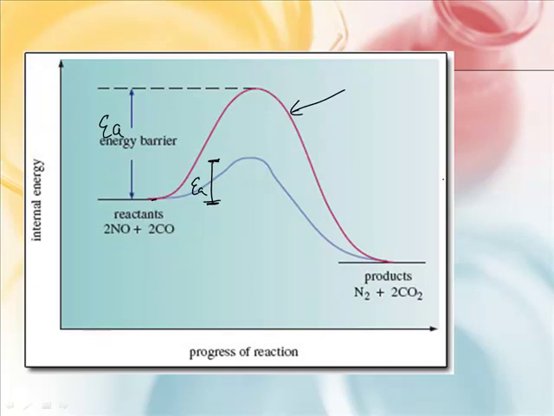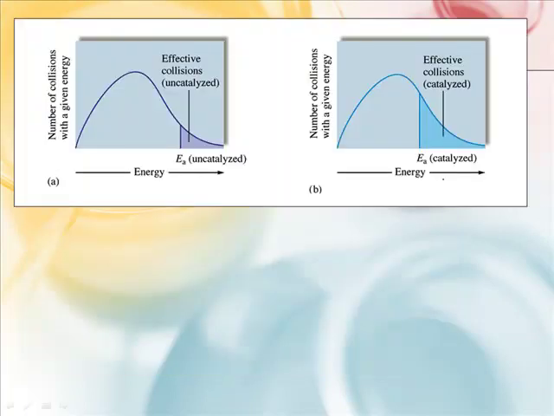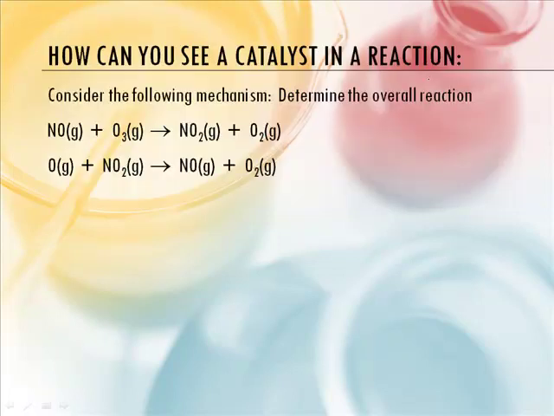Another way to look at this is a Boltzmann diagram. The number of collisions, remember, it's all about who hits who, right? And then the energy. Only these guys have enough energy to react. But if you have a catalyzed reaction, notice that the line that was here has been moved over. There are more of them with enough energy because the activation energy has been lowered. So that's how it works.